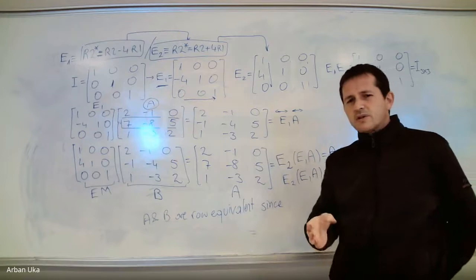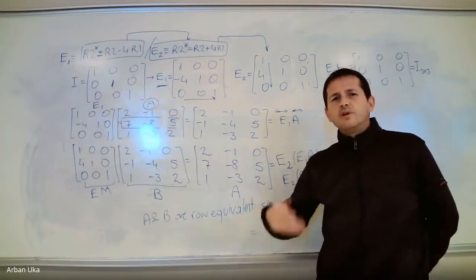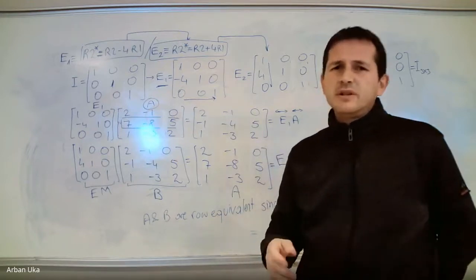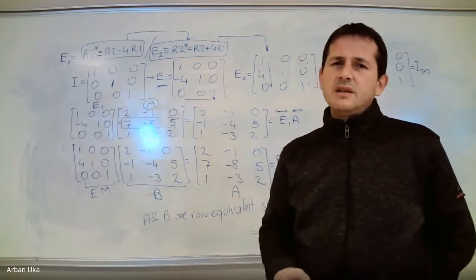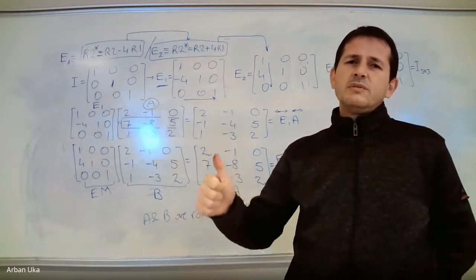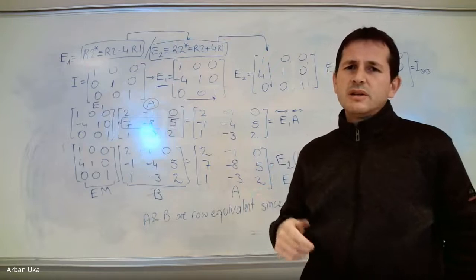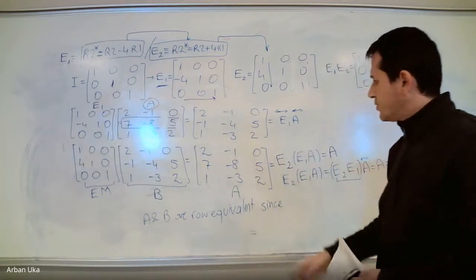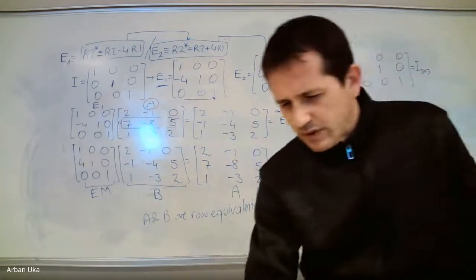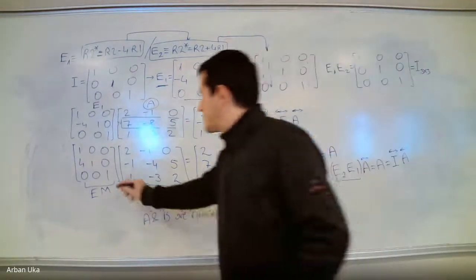So yeah, those are row equivalent, which means that you can follow 10, 15, 20, 50 elementary row operations on a matrix. In the end, whichever matrix you started with, you're going to get a row equivalent matrix because they are linked together using EMs.